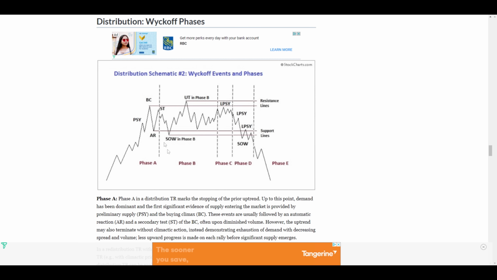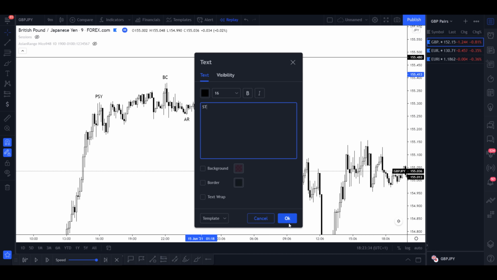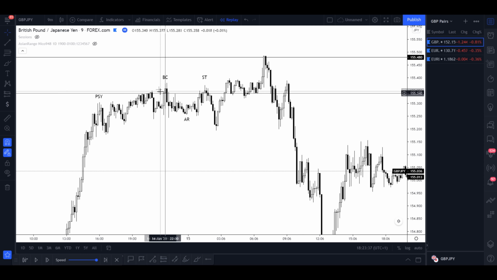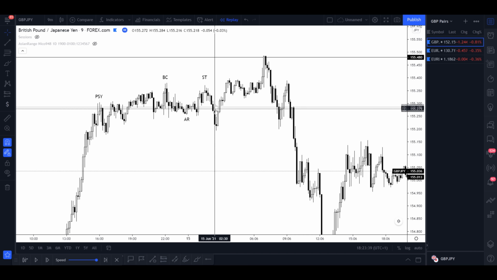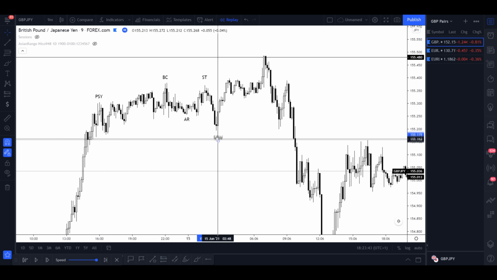AR. And then after the AR, you're followed by a nice retracement back up called the secondary test, which is retesting any supply in the BC. So right here, we can see that this is our ST. The market came back, tested any little bit of supply at the BC, and then we're followed by a sign of weakness. Now, this sign of weakness is really important. You want to make sure that you have that.